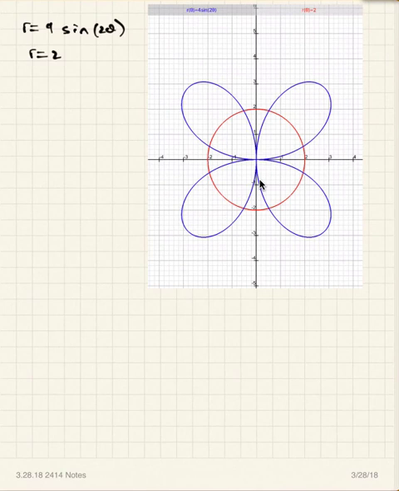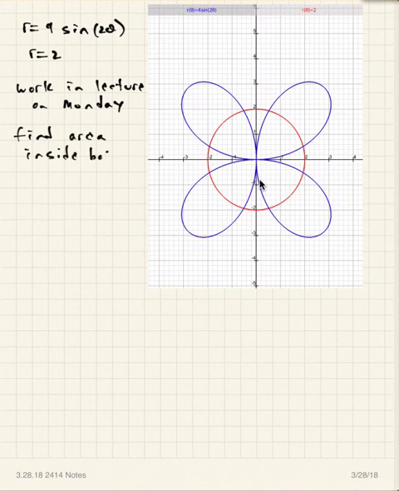And I'm going to do this problem on Monday in lecture. And what we're going to try to do here is find the area that is inside both the rose and the circle. Okay, so that area, you're talking about this region in here, right? This is one piece of it, at least, is this piece right here.